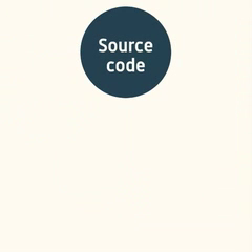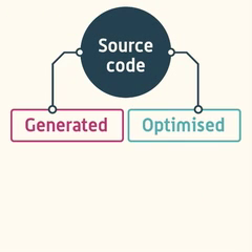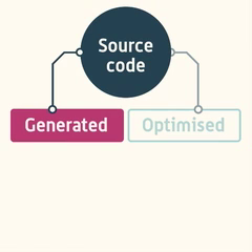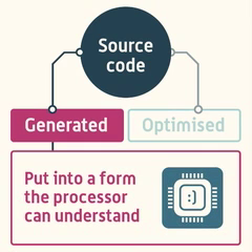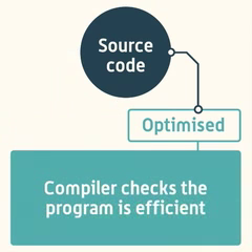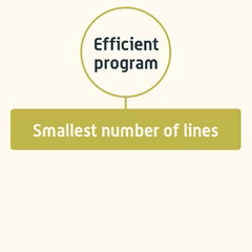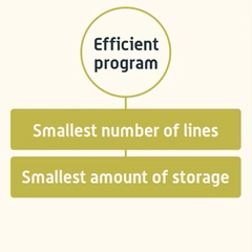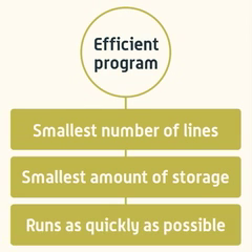Finally, object code can be generated and optimized. When the code is generated, it is put into a form that can be understood by the processor. This form is called object code. When it is optimized, the compiler checks that the program is efficient. An efficient program uses the smallest number of lines of code possible, the smallest amount of storage space possible, and runs as quickly as possible.